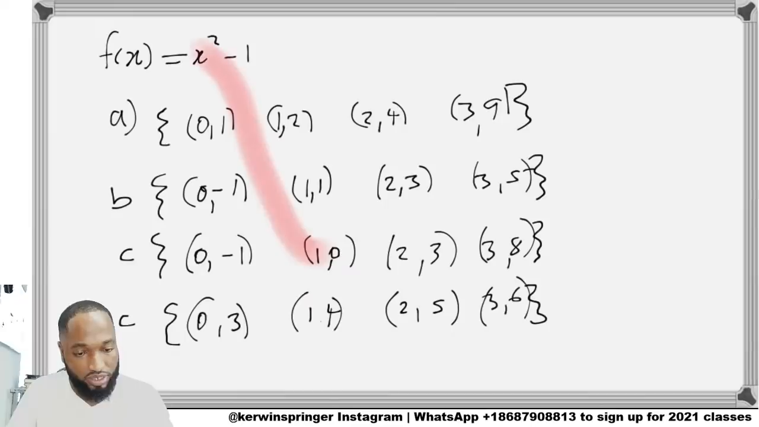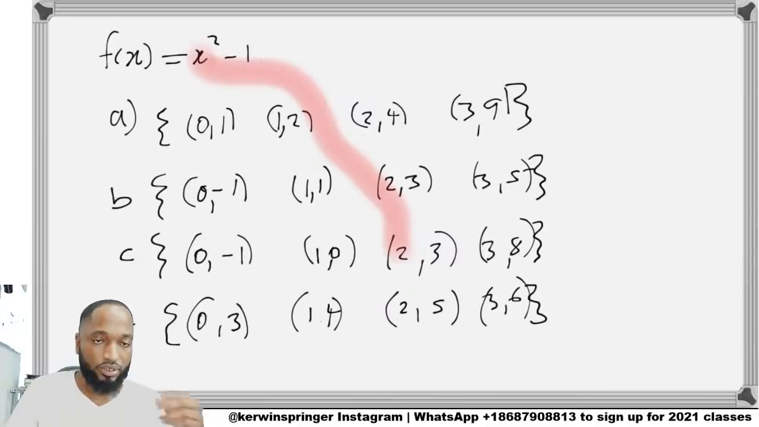And 1 substituted into this will be 1 squared, so you get 0 as the answer, that's correct. 2 substituted into this, so 2 squared is 4, take away 1, 3.